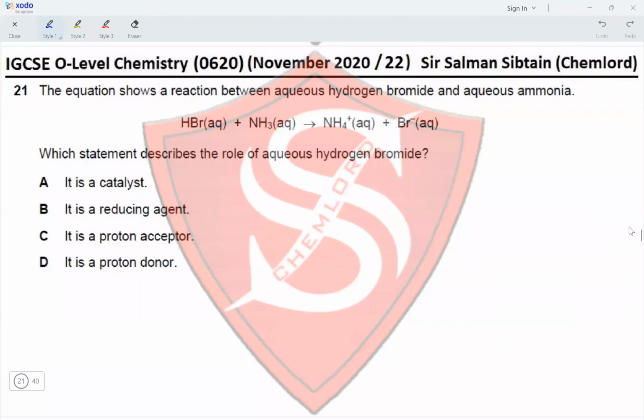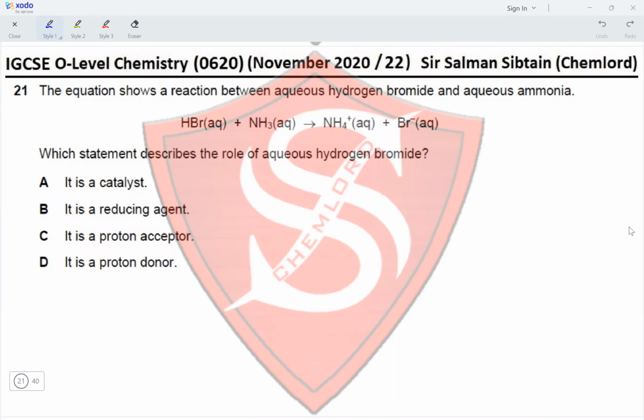Hi guys, this is IGCSE O-Level Chemistry, paper 22, November 2020, question 21. The equation shows a reaction between aqueous hydrogen bromide and aqueous ammonia. Which statement describes the role of aqueous hydrogen bromide?